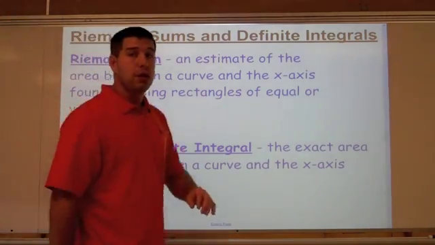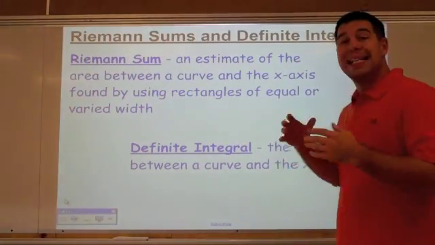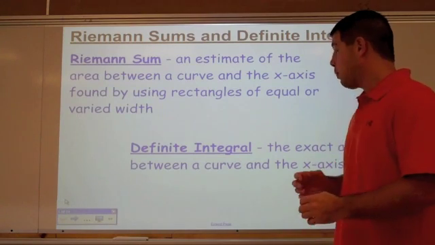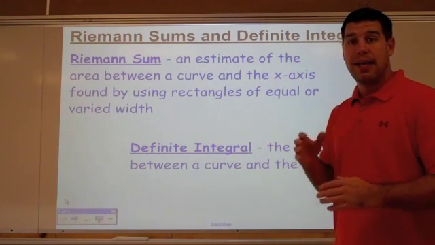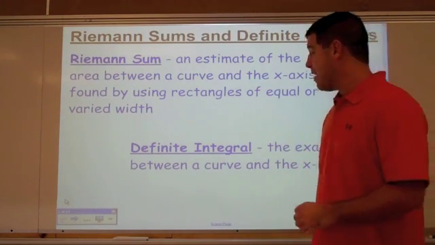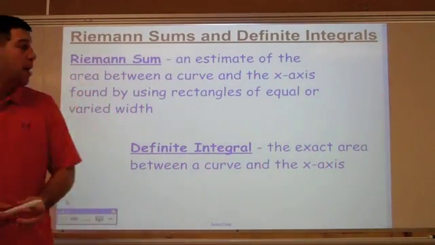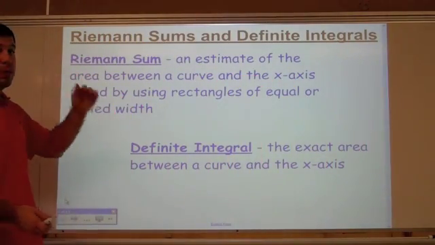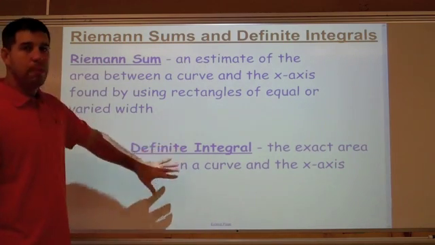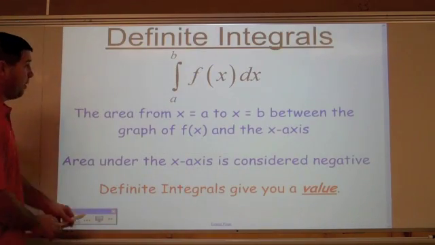A definite integral is the exact area between the curve and the x-axis. It gives you the exact value. So the definite integral is going to be the exact value of the area between the curve and the x-axis. There's a little bit more to this on the next slide here.